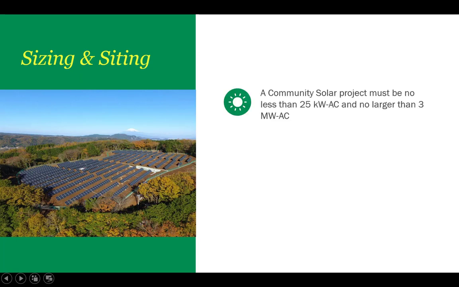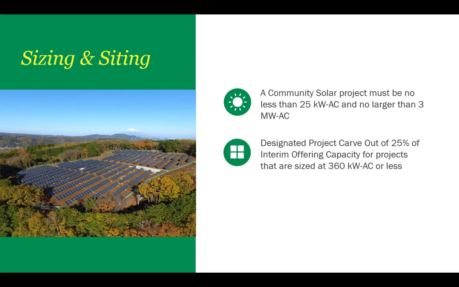First, we will start with the size of the project that is required to comply with the Community Solar Program. The nameplate capacity may be no less than 25 kilowatts and no larger than 3 megawatts. Project managers may choose to aggregate multiple solar electric systems and treat them as a single project if the aggregated systems are interconnected with the same utility and the aggregated capacity is no more than 3 megawatts.